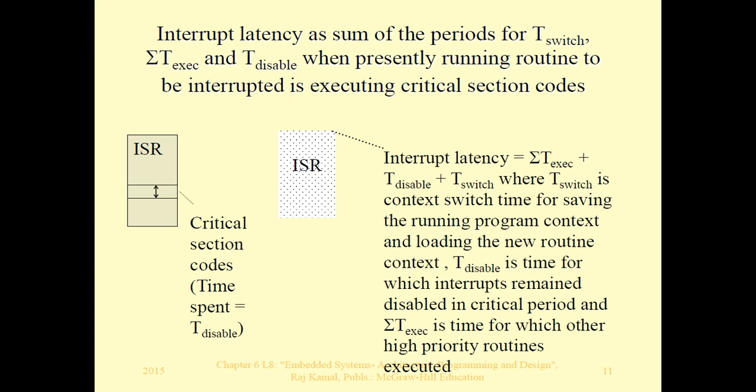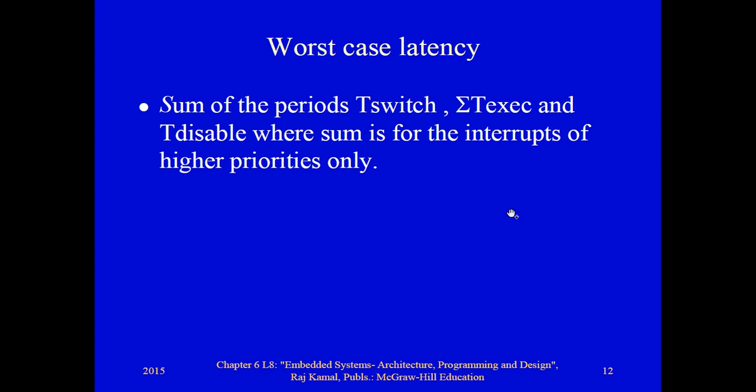So this is how it is pictorially represented. Here interrupt latency is found by this formula: sigma T execute plus T disable plus T switch, where T switch is the context switch time. So next is the worst case latency. You have already heard about worst case latency in several topics. So worst case latency is the sum of the periods T switch, sigma T execute and T disable.